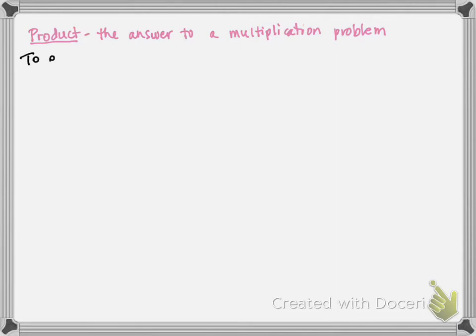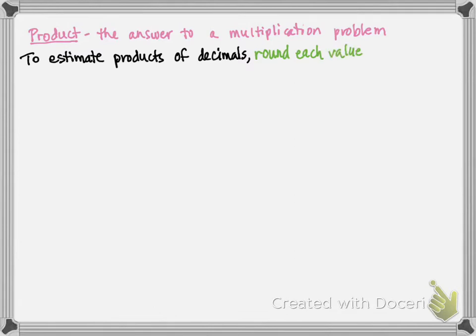So, to estimate products of decimals, we're going to round each value. Now, I'll write this a little later on in the notes, but the whole reason why we do this is it is super simple to misplace the decimal when we're multiplying numbers that have decimals in them. So if we do this little estimation first, then we have a ballpark idea where our answer should be. So it's really about helping us get decimal placement in our final actual answer, which we will work on tomorrow.